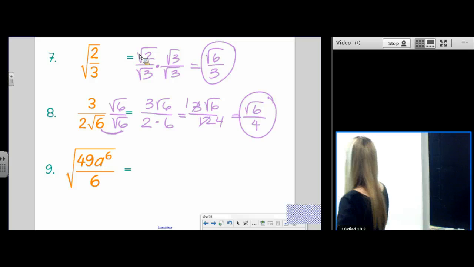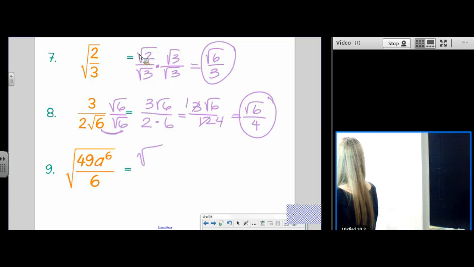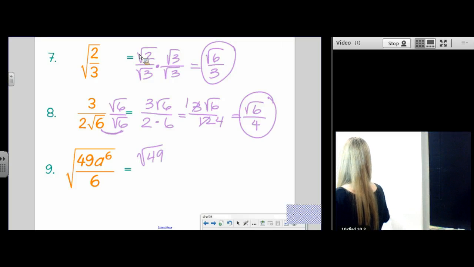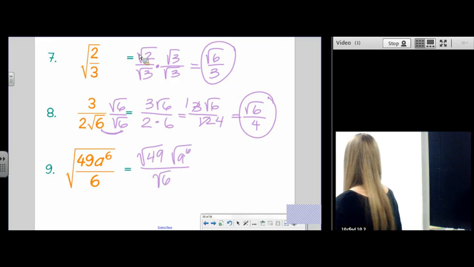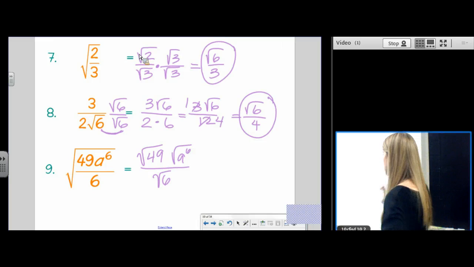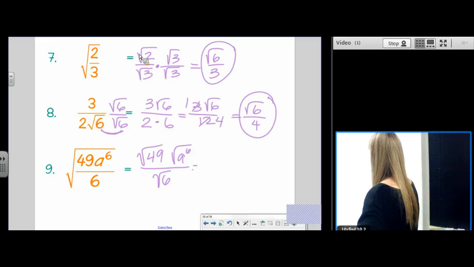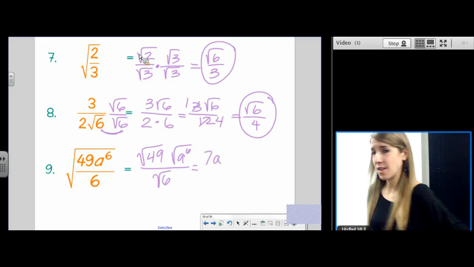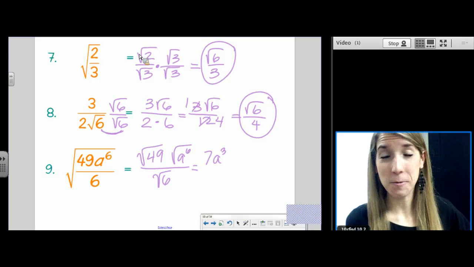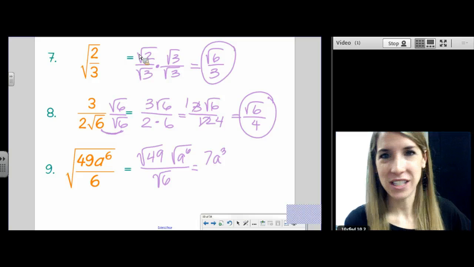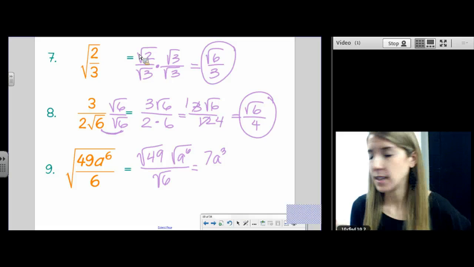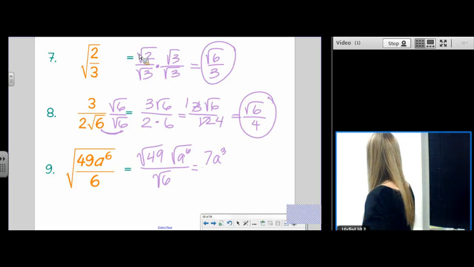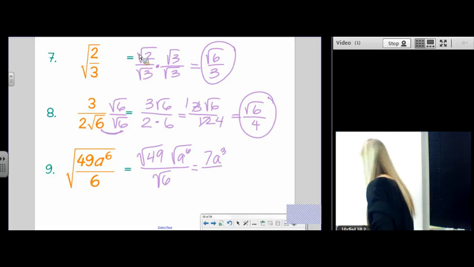Number 9, I recommend that you split all of those up. All right, I'm going to simplify the top a little bit first. You don't have to do it this way. 49 is a perfect square. It's 7. a to the 6th is a perfect square. It's a to the 3rd, because we know that when we square root an exponent, we're just dividing it by 2. And so I've got 7a cubed over root 6.